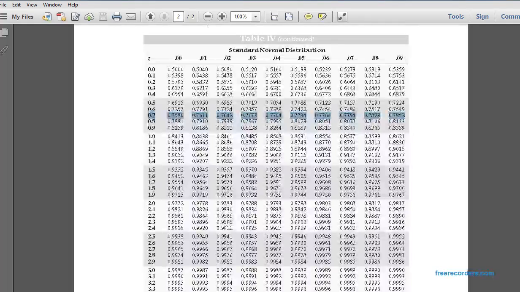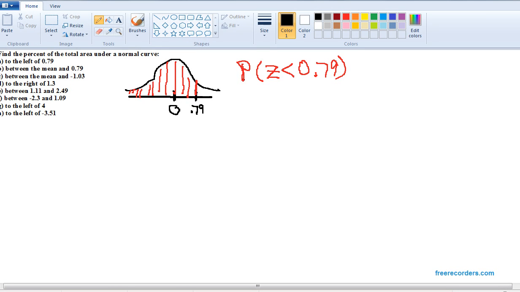And where the row for 0.7 and the column for 0.09 meet is the answer we're looking for, which is 0.7852. Now, 0.7852 is the probability that z is less than 0.79. However, this problem asked to find the percent, so you convert the probability to a percent by moving the decimal point 2 places to the right and putting a percent sign.